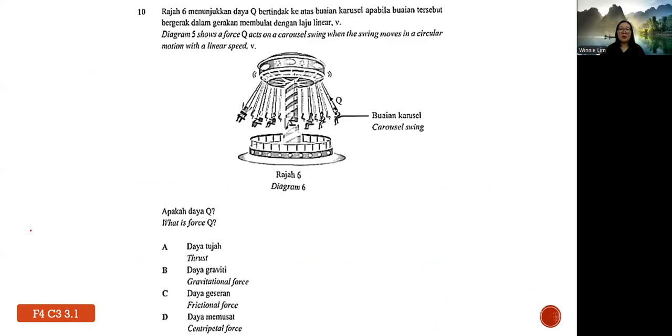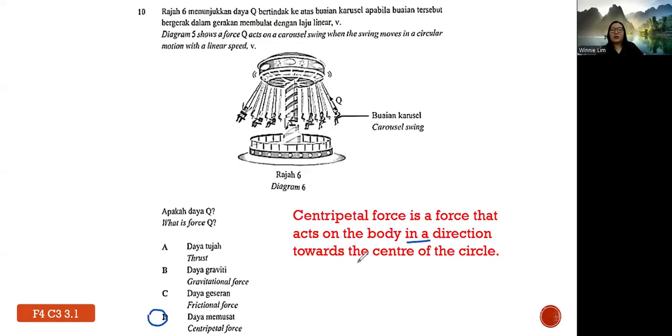Question 10. Diagram 5 shows a force acting on a carousel swing when the swing moves in a circular motion with a linear speed. So what is this force Q? For your information, like a cowboy, when they swing a string, you know that the object will keep moving toward the center. So the force involved is actually called what? Centripetal force. So what is this centripetal force? It's a force that acts on the body in the direction towards the center of the circle.